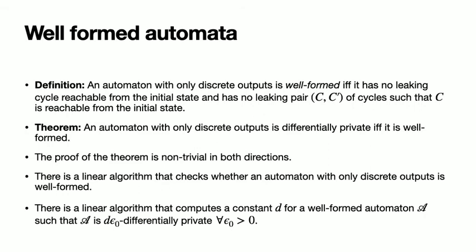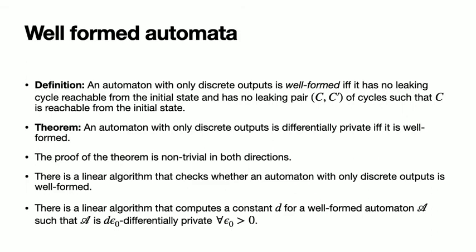Now we define the well-formedness of an automaton. An automaton with only discrete outputs, that is, it has no continuous or real outputs, is said to be well-formed if and only if it has no leaking cycle reachable from the initial state and it has no leaking pair of cycles C, C prime such that C is reachable from the initial state. Our main theorem of the paper says that an automaton with only discrete outputs is differentially private if and only if it is well-formed. The proof of the theorem is non-trivial in both directions.